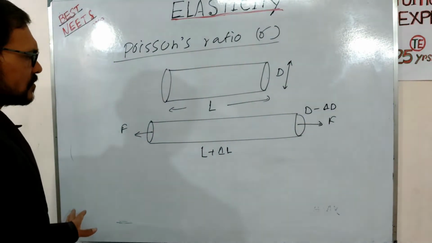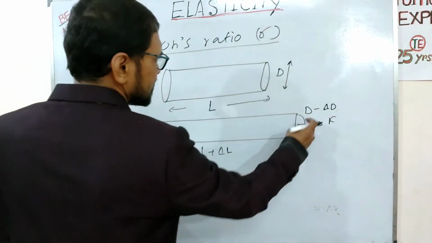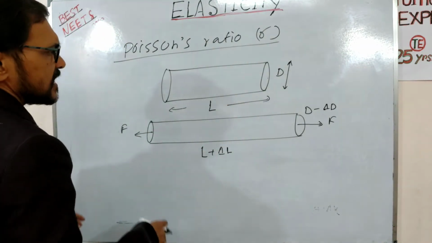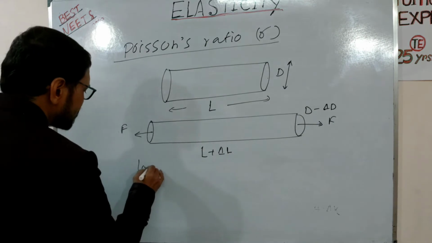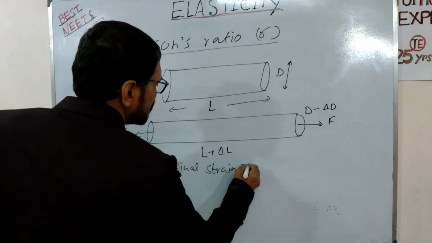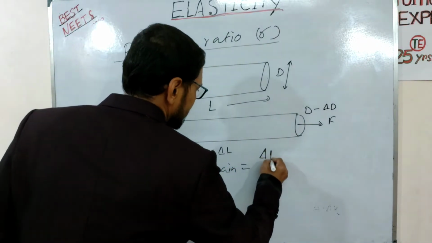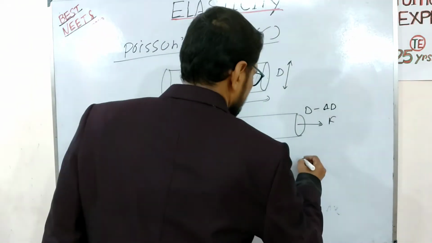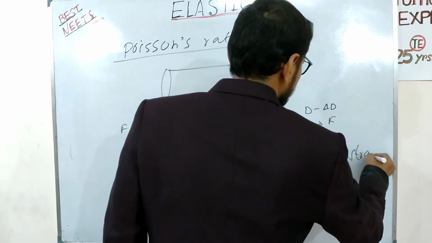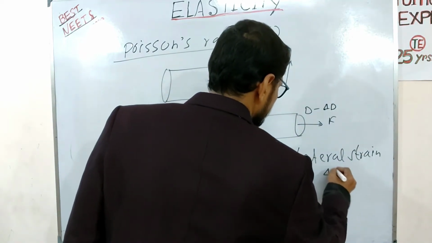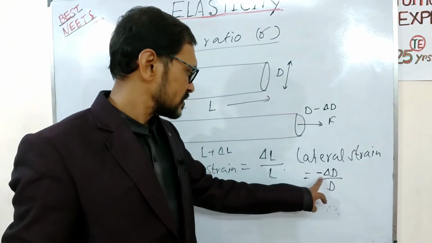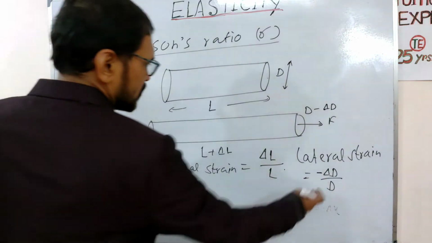As volume remains constant, if length is increased, then diameter will be decreased. Now two strains occur: one is longitudinal strain, another is lateral strain. Longitudinal strain equals del L by L, and lateral strain equals del D by D. As D is decreased, we denote it as minus del D by D; the magnitude is del D by D.